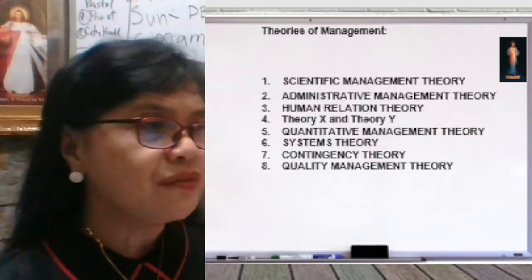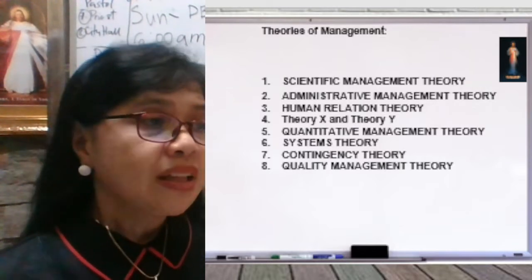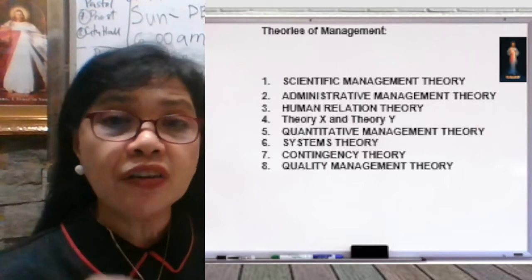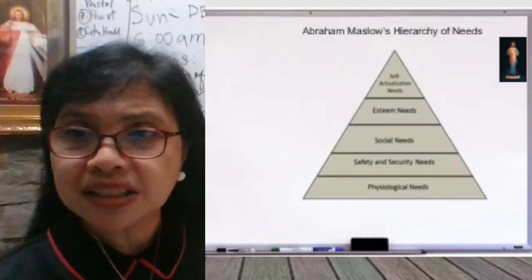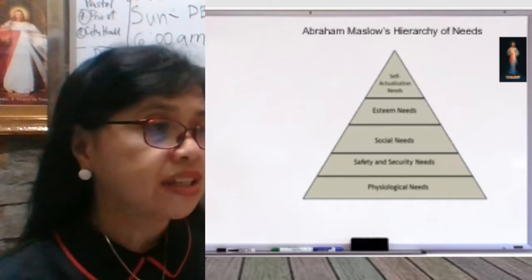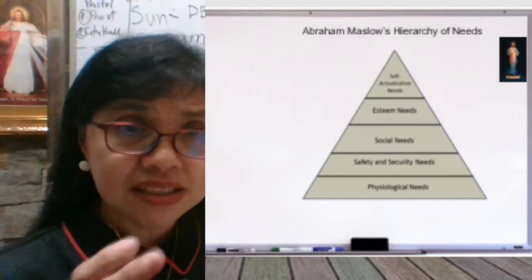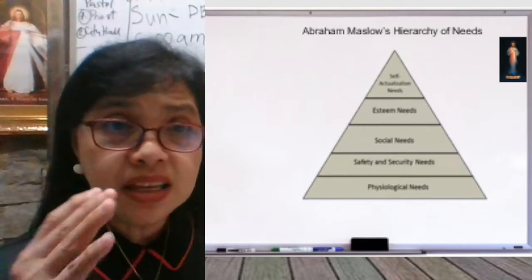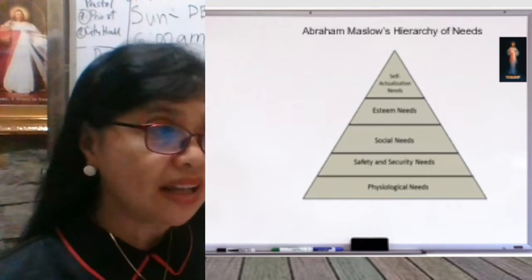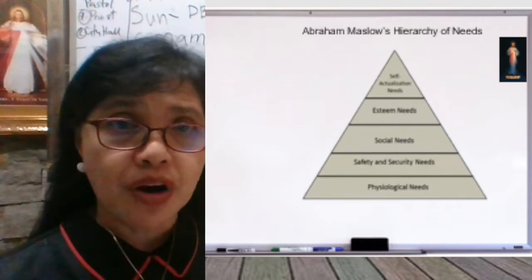And then we also have here Abraham Maslow. According to Abraham Maslow, man has a hierarchy of needs. Yeah, this is Abraham Maslow's hierarchy of needs. He mentioned in his study that people have one, two, three, four, five needs. Five needs to be satisfied, so that this would guarantee maximum performance.